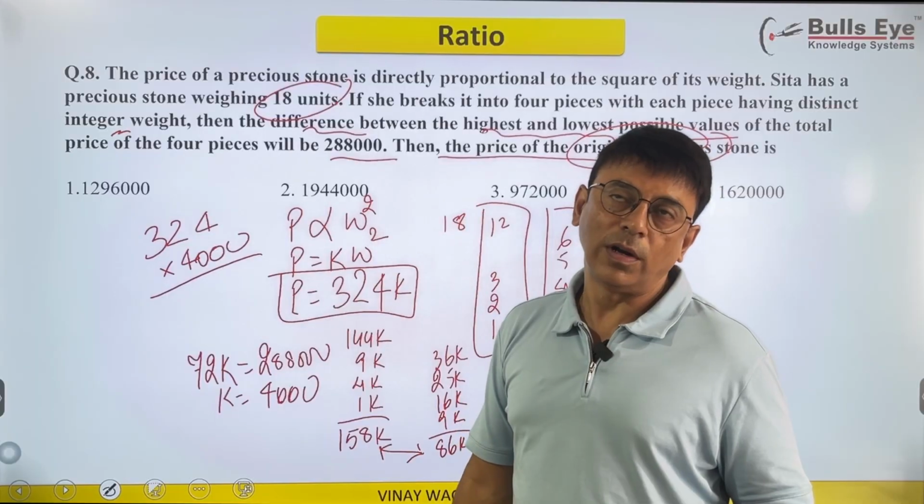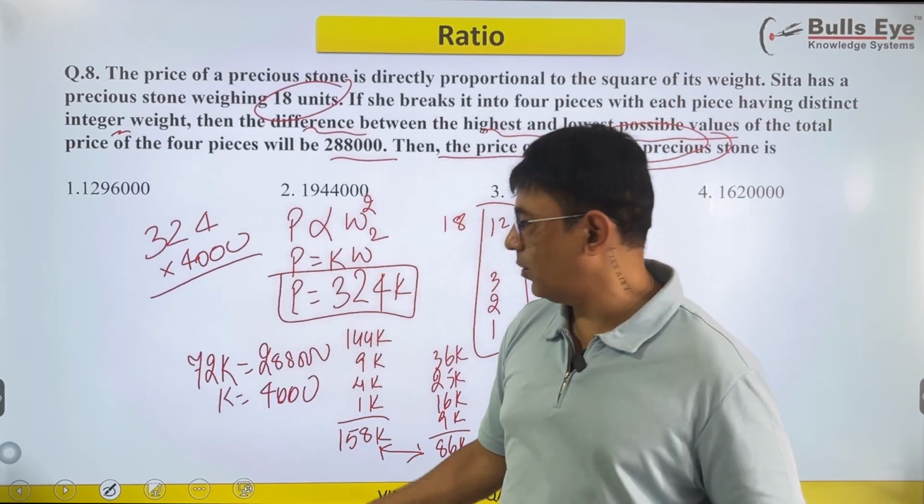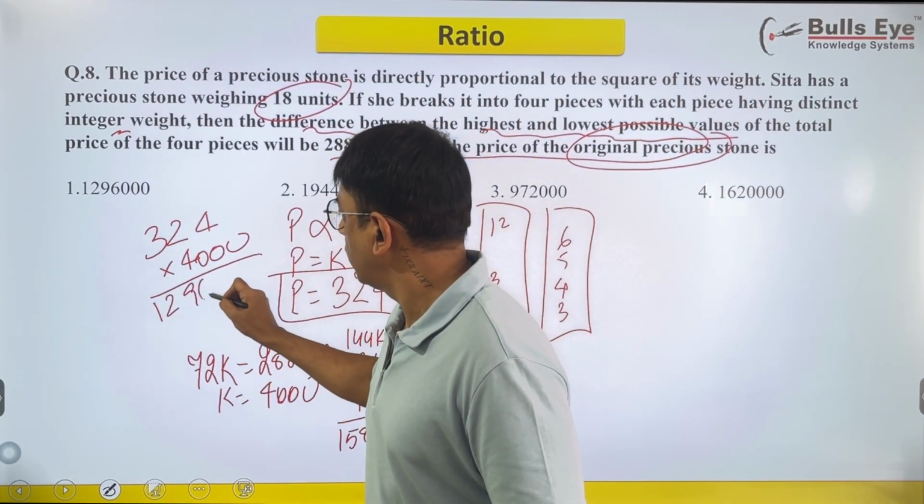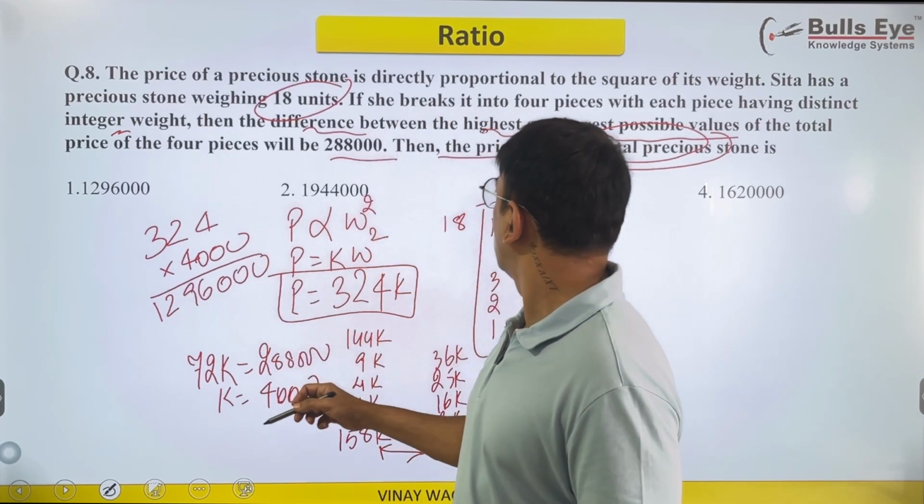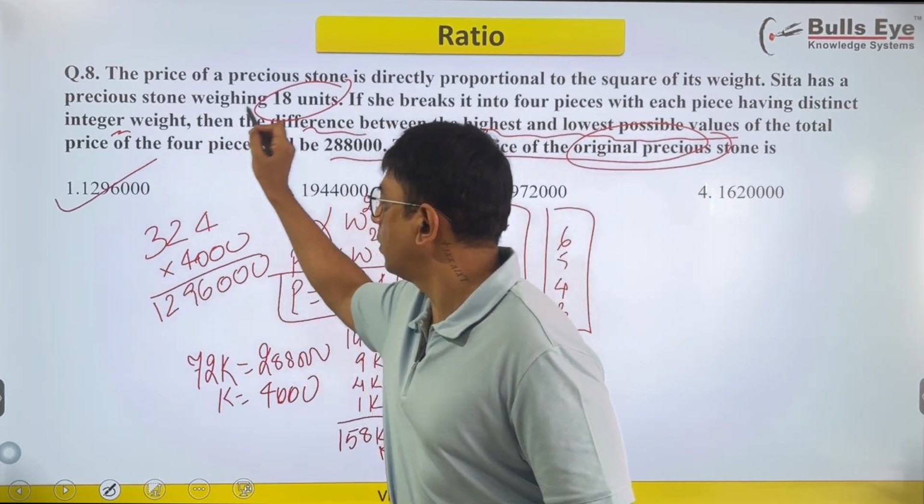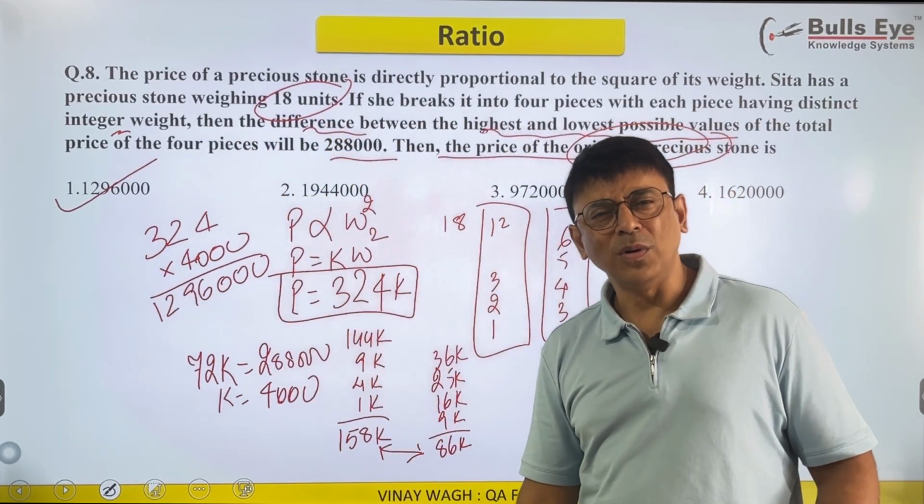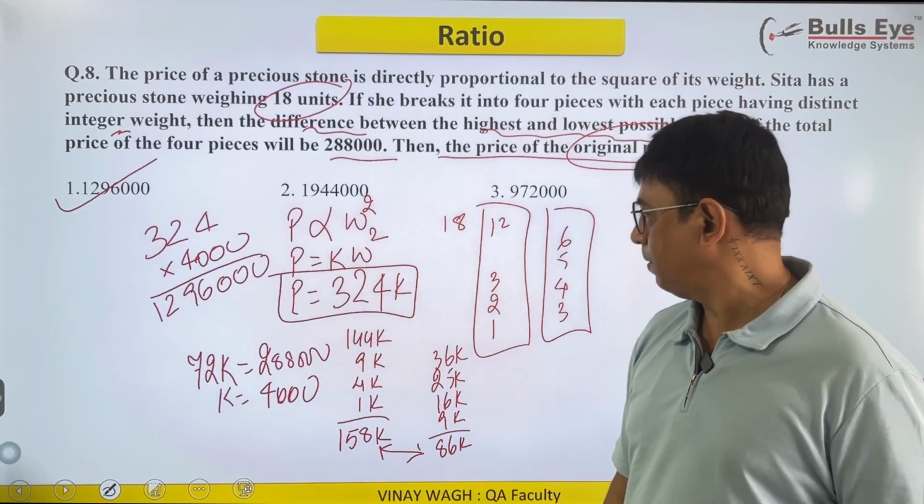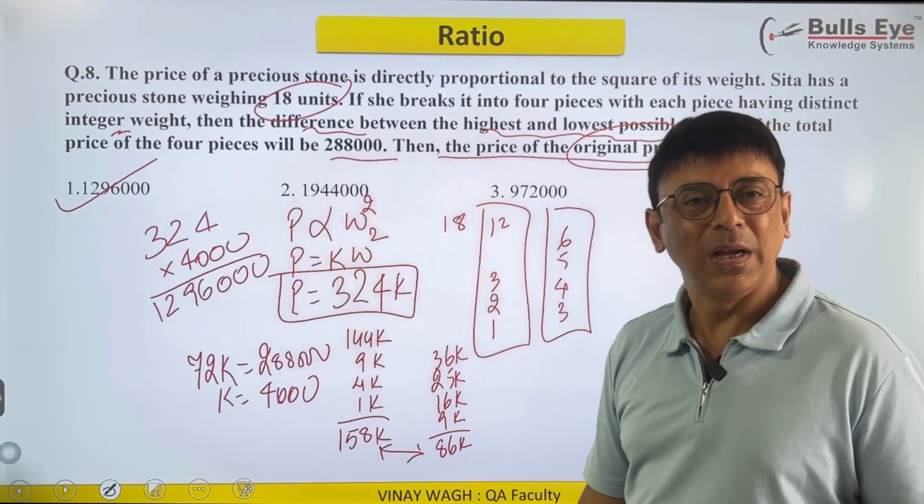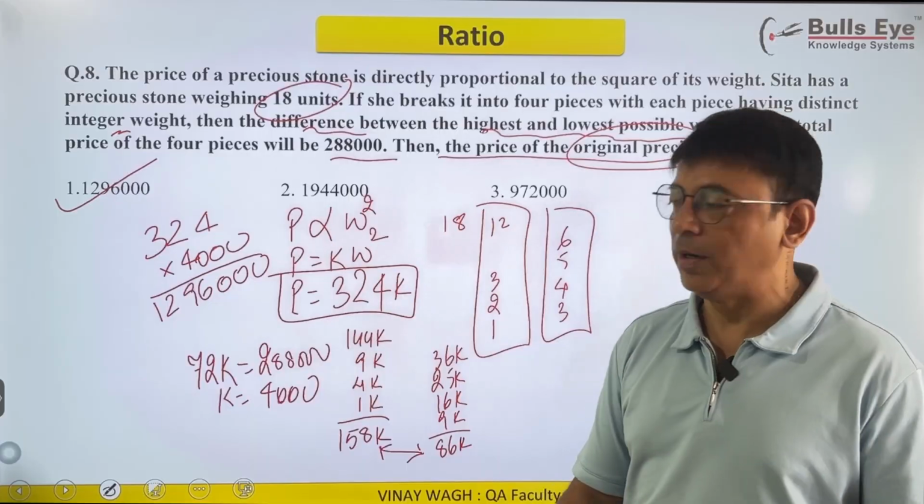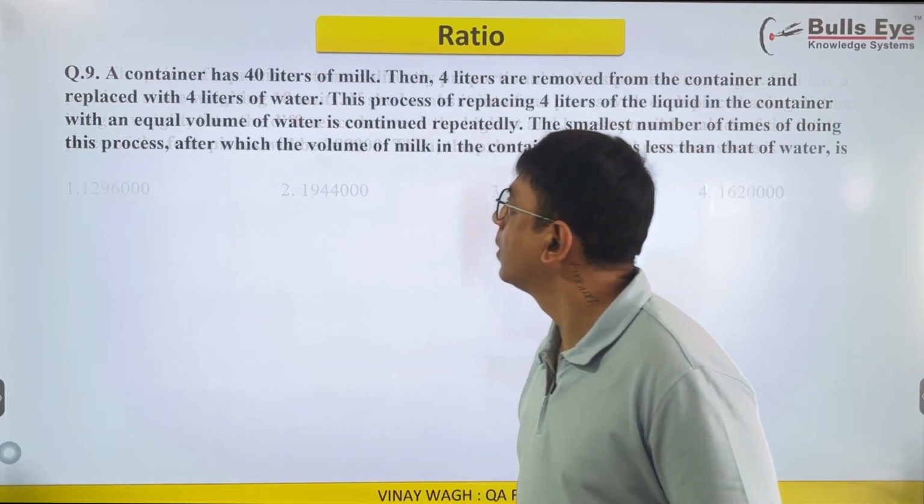300 into 4 is 1200. 24 into 4 is 96. So that is 1296 with these 3 zeros. 1296,000, and that's our answer. So it's a good conventional question of proportion, and no big ideas required, just the flow to be done without any flaw.